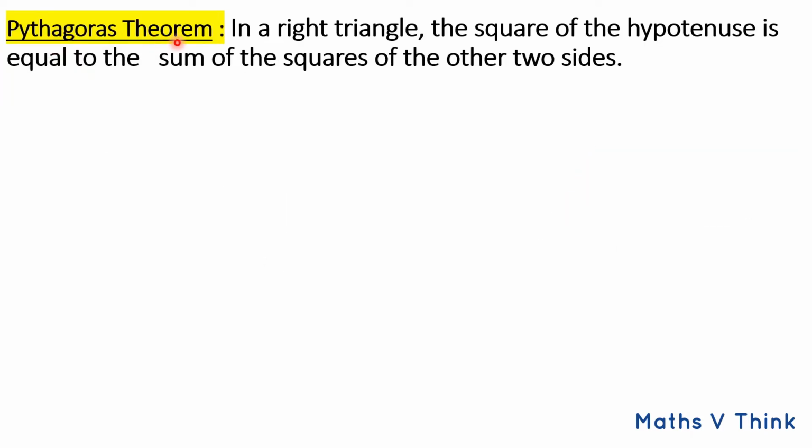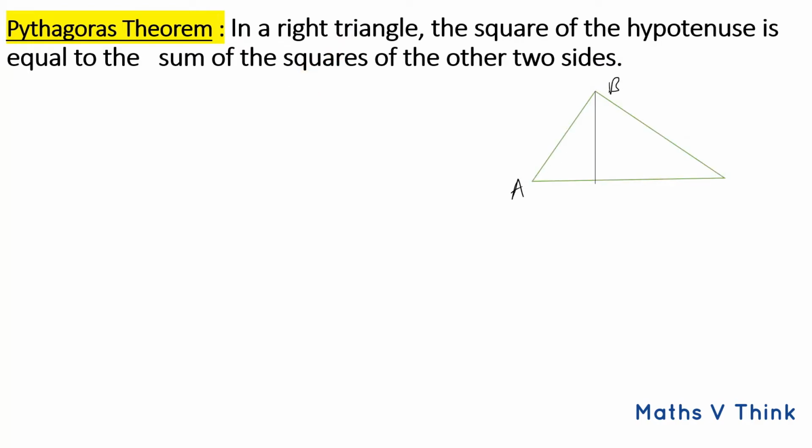The Pythagoras theorem says, in a right triangle, the square of the hypotenuse is equal to the sum of the squares of the other two sides. So a right triangle is given. First we shall draw the right triangle. Let this be triangle ABC, right angled at B.